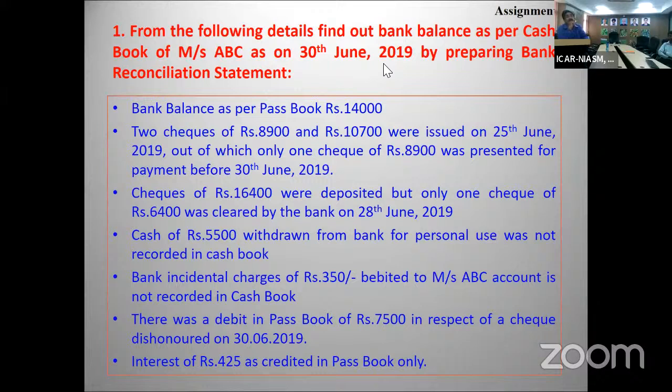Means the balance check of 10,000 was not clear. Means there is a discrepancy, a difference of rupees 10,000 between the cash book and passbook. And it will be reflecting like this only. Whenever we deposit, the cash book will be more and the passbook will be less. There is a 10,000 difference.